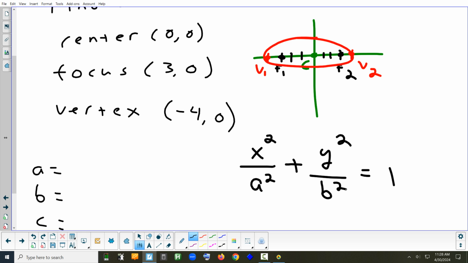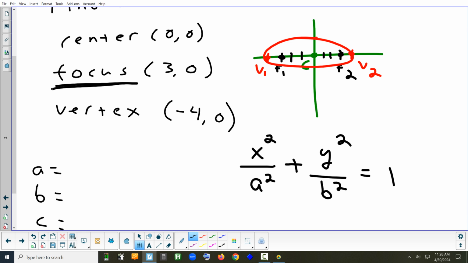Now, the equation only has a and b in it. You don't need c. But the problem is, they're going to give you c a lot of times in the problem. And they're not going to give you one of the a or b's. So we're going to have to figure it out.